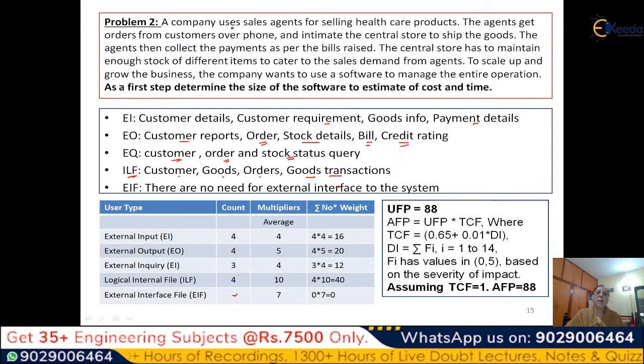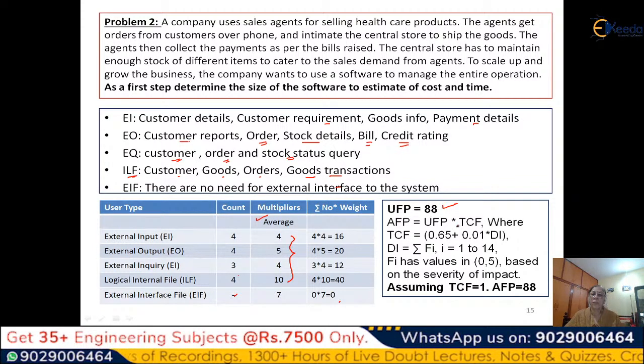I am trying to keep the problem very simple. Since we don't have enough information in this small problem, we will consider the average. We will not go for low and high. We will consider that every input type is average, every output type is average, every query is average, every ILF is also average. So we will take the multipliers for the average and then determine the function points. So when we sum it up, it will come to 88. This is called the UFP, or the unadjusted function points.